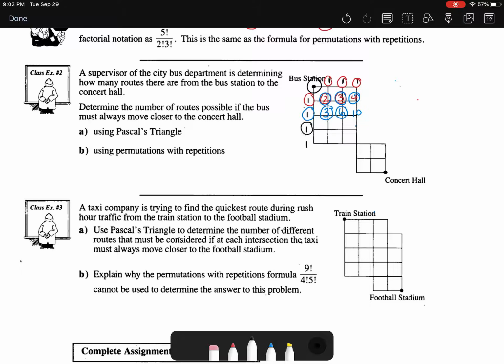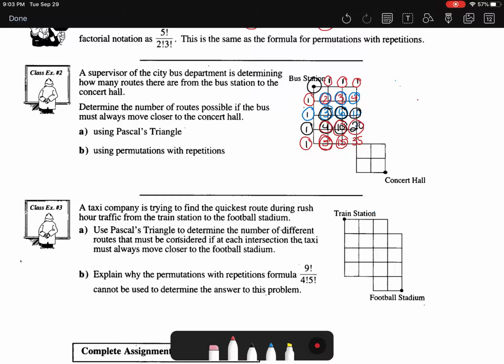And I carry on. 1 and 3 is 4. 4 and 6 is 10. 10 and 10, that is 20. And then I keep going. So 1 and 4, that's 5. 5 and 10 is 15. 15 and 20, that's 35. So I've gotten to that first corner. I'm at the end of my first grid.